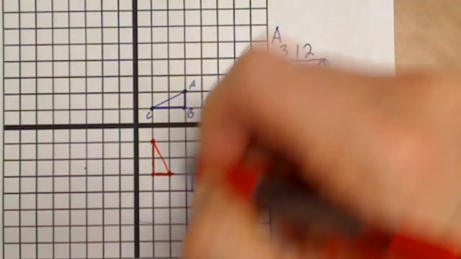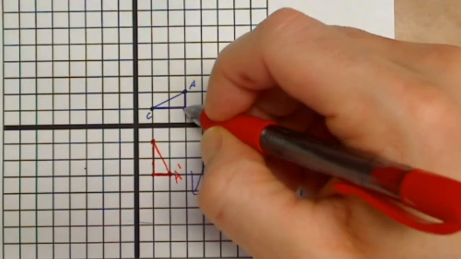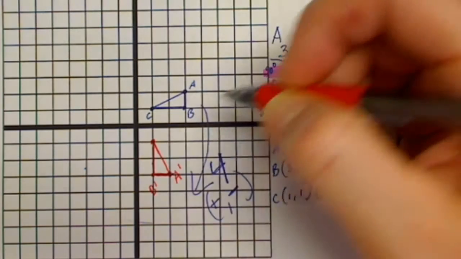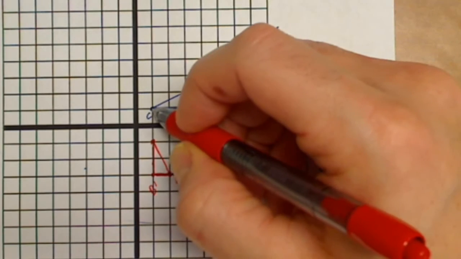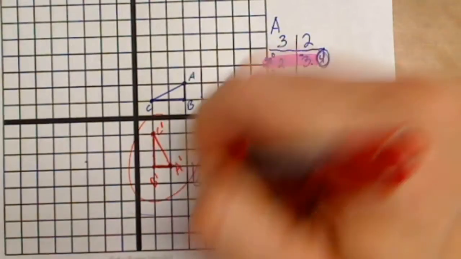And so A rotated around to here to make A prime. That's the (2, -3). B rotated to here to make B prime, is the way I should say it. And C rotated from here to here to make C prime. And this is my new transformation.